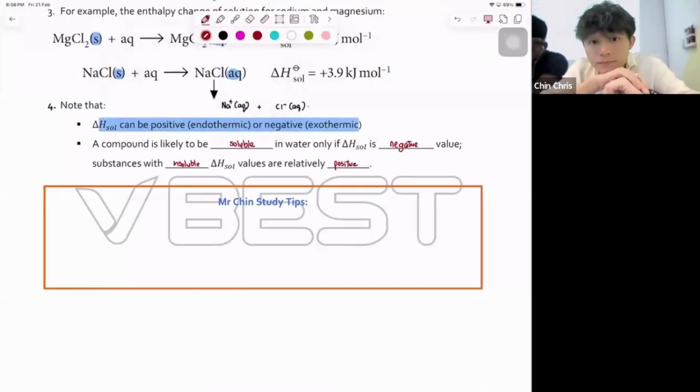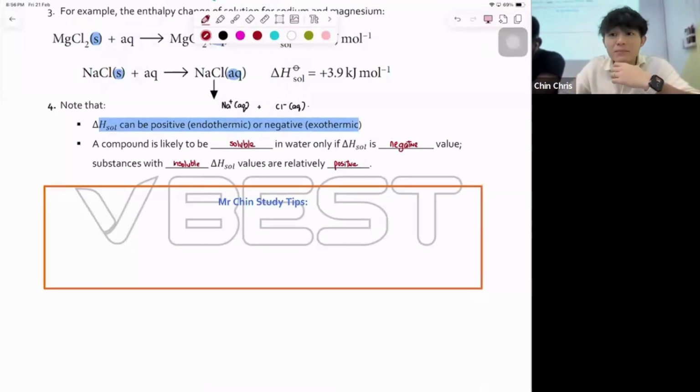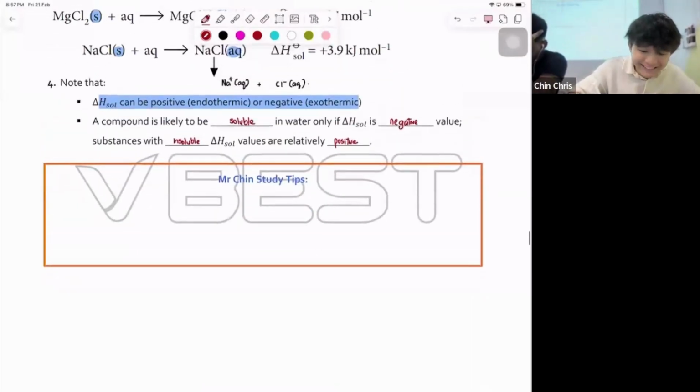Is there a reason behind this? Unfortunately, no. So I want you to put it here, delta H solution: if you see a positive value, it's insoluble.